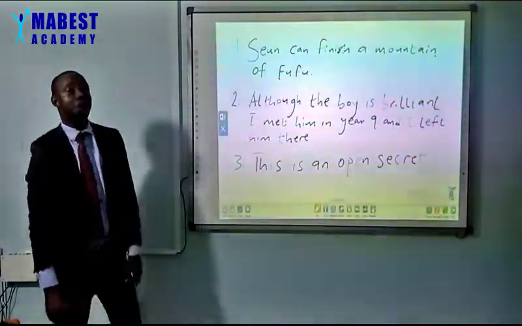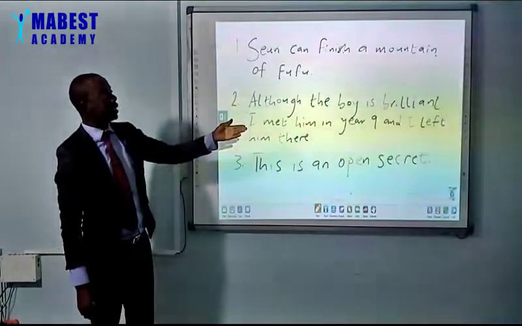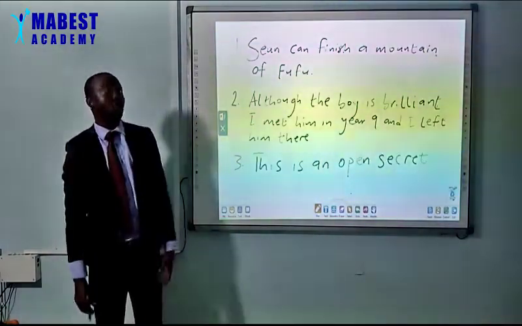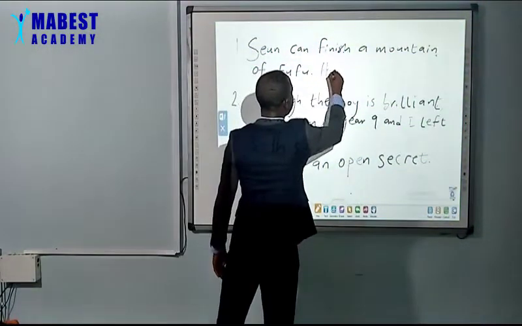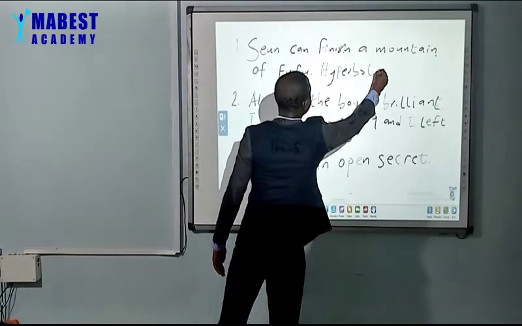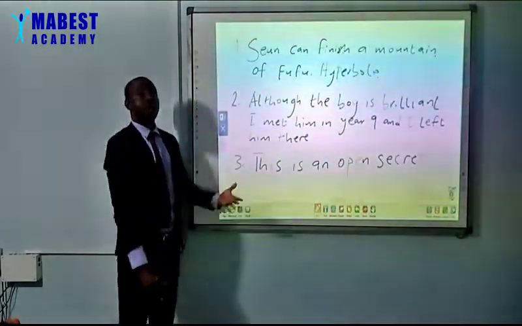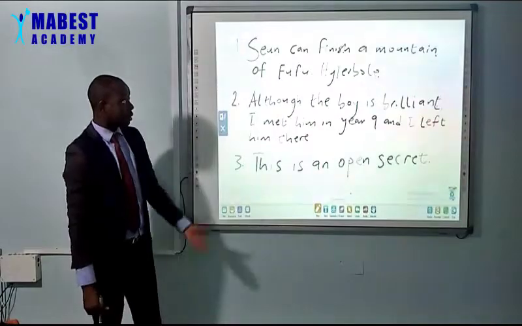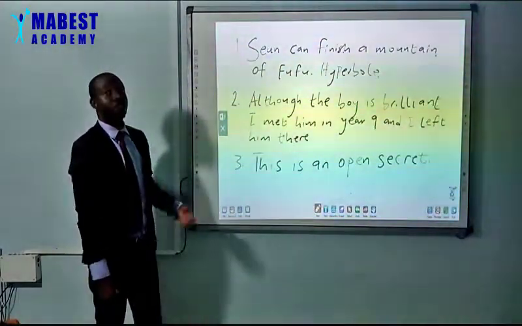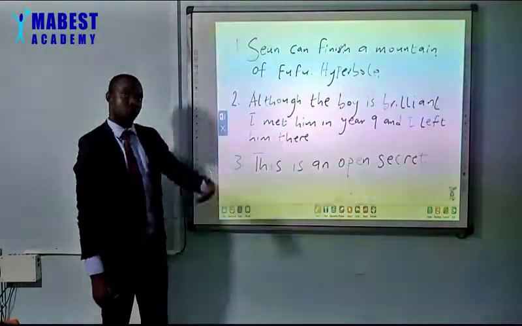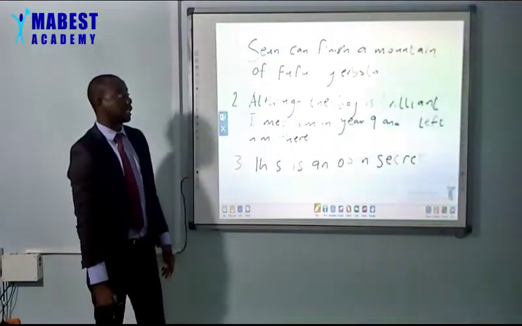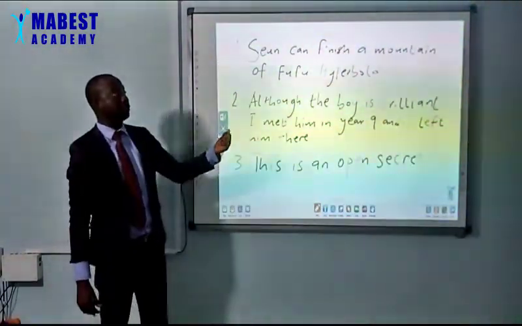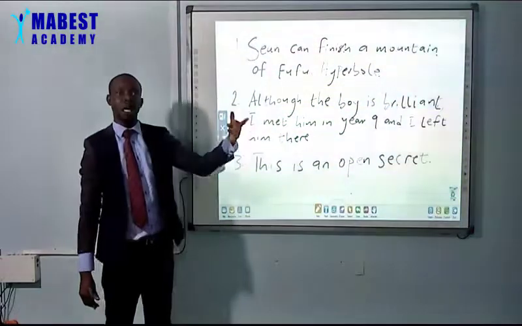The first one, Shehu can finish a mountain of food. Femi, is an example of what? Okay, very correct. It is an example of hyperbole. Why? Because you are actually exaggerating. But the message you are passing across is that Shehu can eat very well. Of course, it's not possible for someone to finish a mountain of food. So you are exaggerating by saying that Shehu can finish a mountain of food. That was why I said another name for hyperbole is exaggeration.